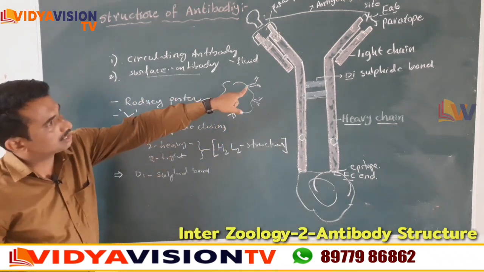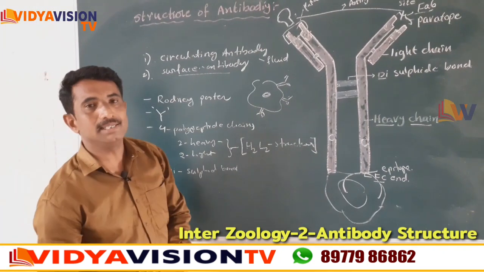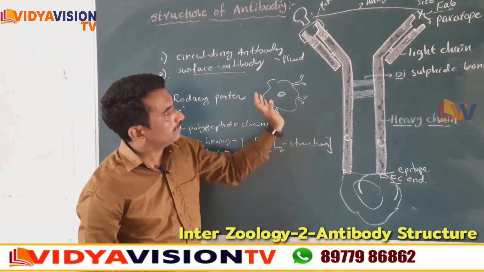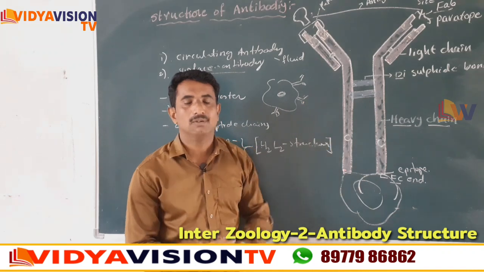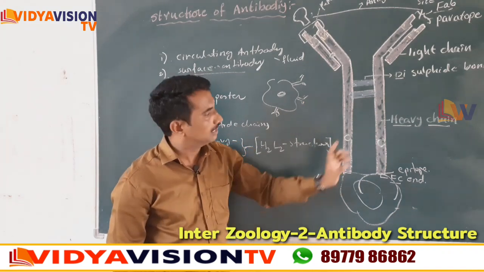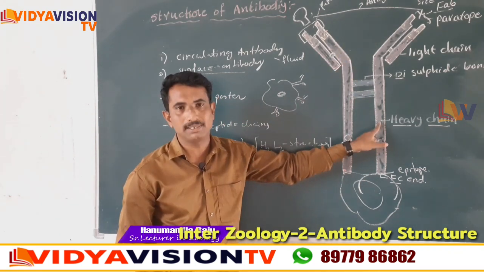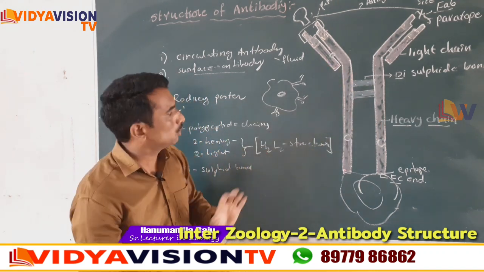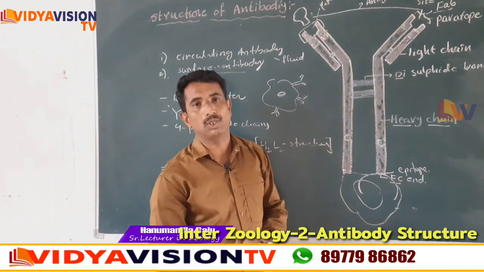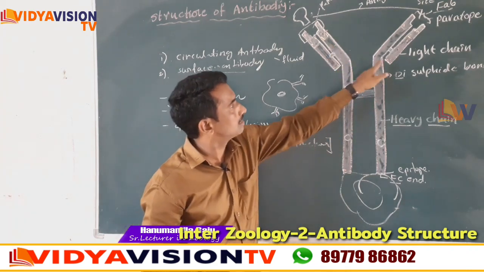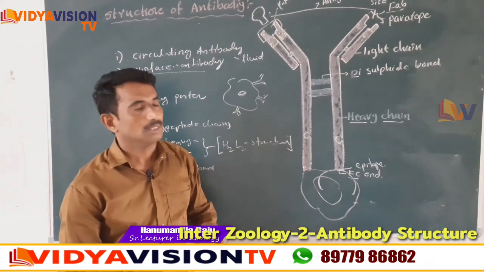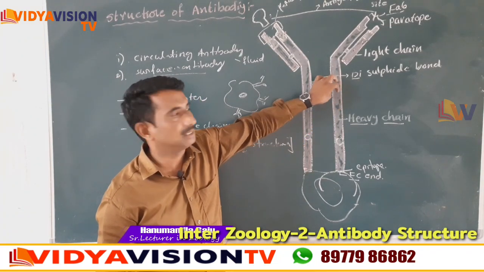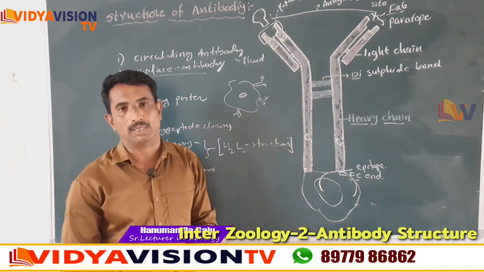Now the structure of antibody was described by the scientist Rodney Porter. It consists of a total of 4 polypeptide chains. In that, 2 are the heavy polypeptide chains and 2 are the light polypeptide chains. It looks like a Y-shaped structure, children. You observe, just a Y-shaped structure. The 2 heavy polypeptide chains are connected by the disulfide bond.